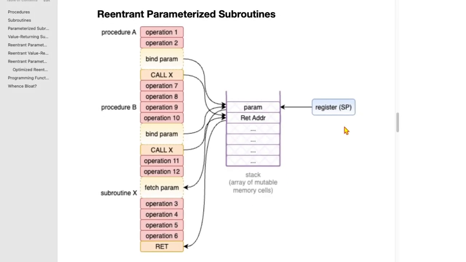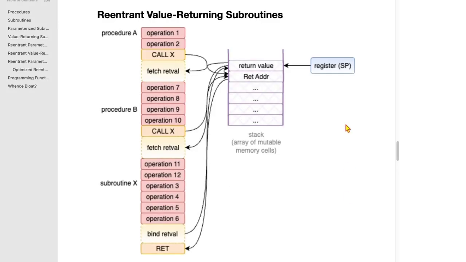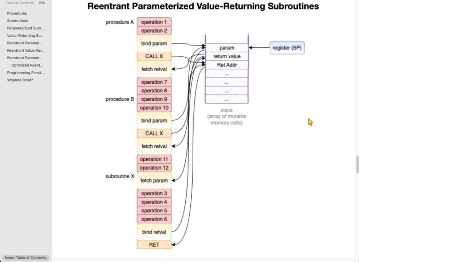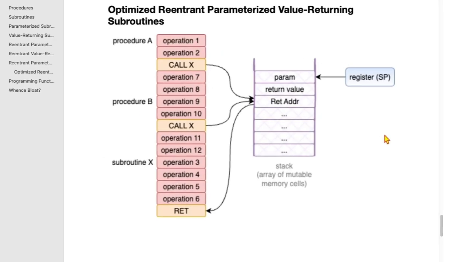Here, we probably want to use a register and auto-increment and auto-decrement to make things faster, instead of using several opcodes to operate on the stack. Likewise for return values. We put it all together and we get reentrant parameterized value returning subroutines. We call these things functions. We might be able to optimize away the bind and fetch operations, but we still have a stack of memory cells and a stack pointer register.